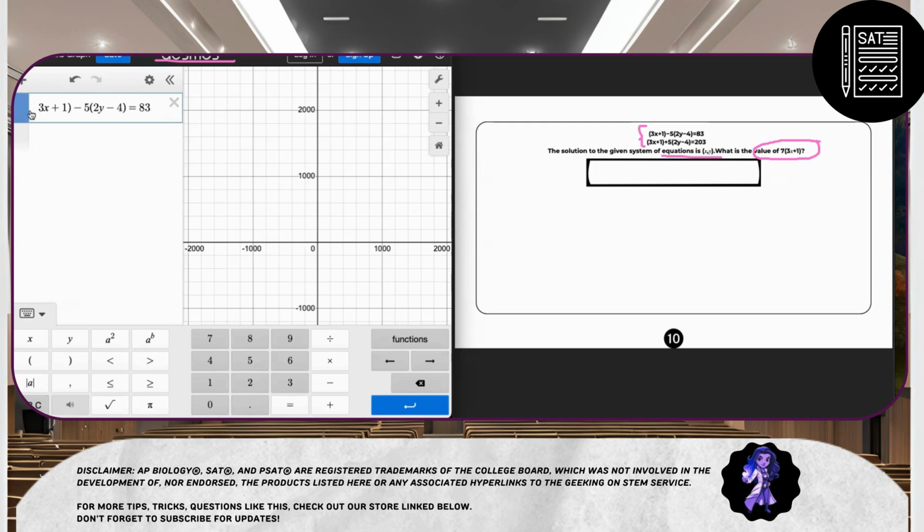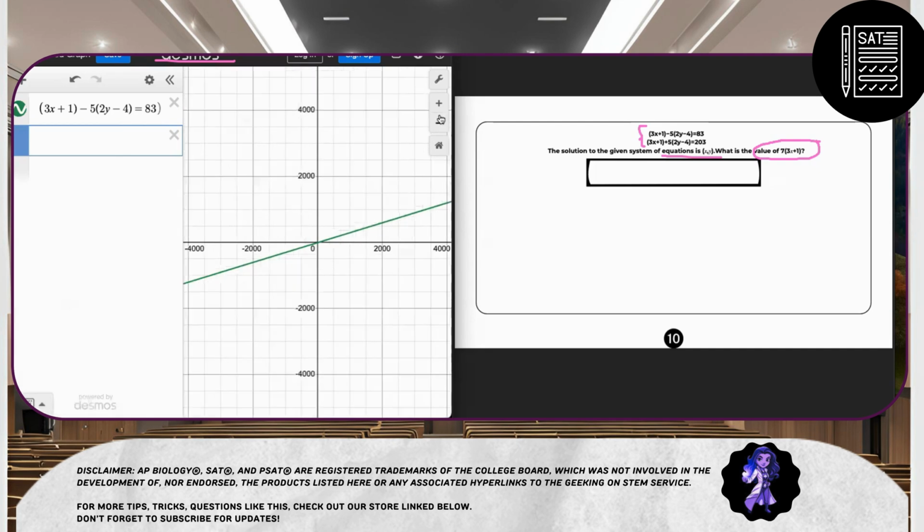I'm going to type it again just so that you can see what I typed in. Please note that I am typing it on my keyboard. Once that is graphed, you can see the line here. You might want to zoom out, especially if it's a large number, because more than likely in this case, the value is going to be fairly large as the point of intersection.